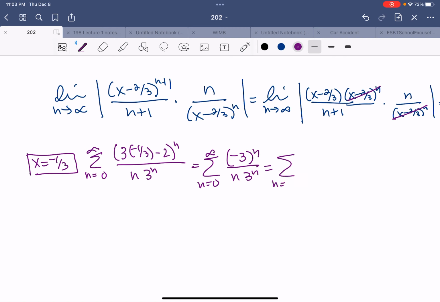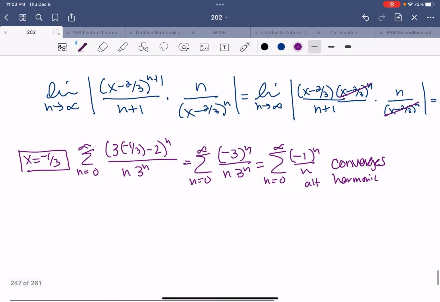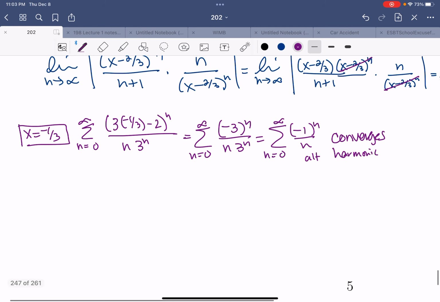And that's just going to be (negative 1) to the n over n, since negative 3 over 3 is negative 1. And this one actually converges because it's the alternating harmonic series. So if you check the alternating series test, you look at 1 over n, the limit goes to 0, so you get that. And 1 over n is also decreasing, so it converges. Okay, but we've shown that a couple of times. So that one we're actually going to add to our interval.